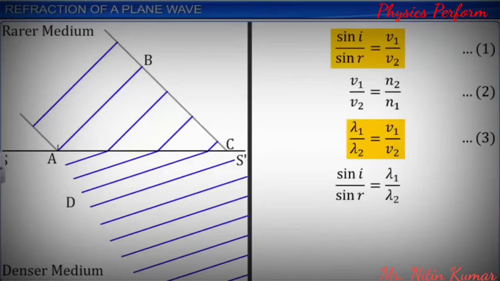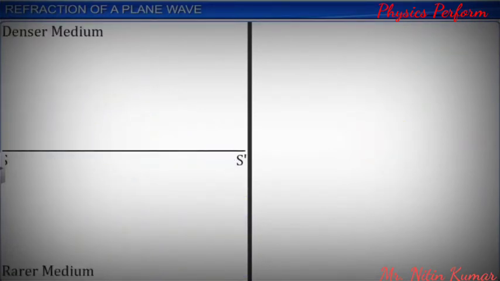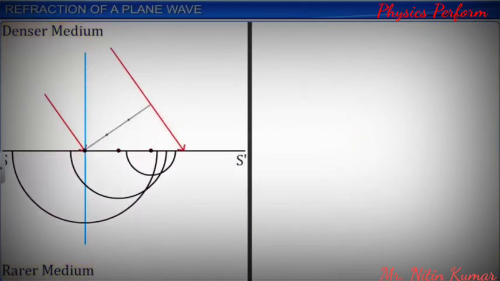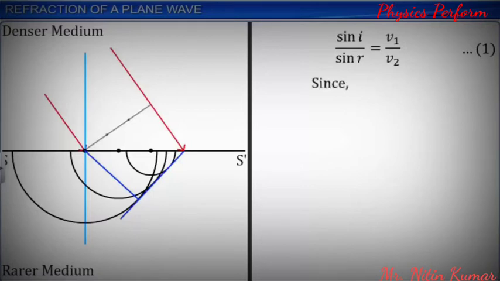In case of light traveling from a denser medium to a rarer medium, the refraction of light is as shown. Using Huygens principle, we can prove equation 1 for refraction of light when it travels from a denser to a rarer medium. Since the speed of light in medium 1 is less than the speed of light in medium 2, the angle of incidence is also less than the angle of refraction.